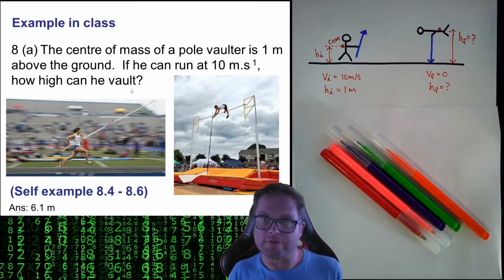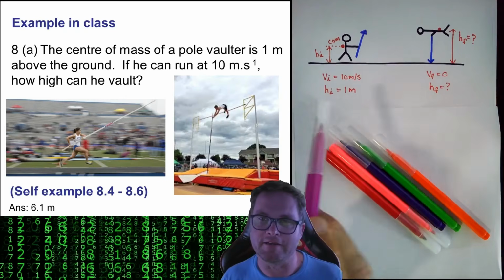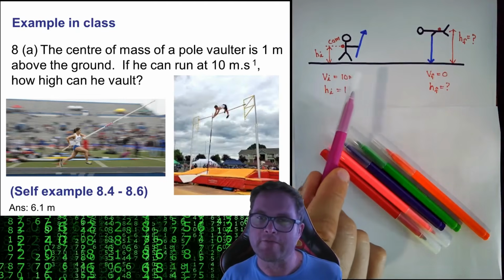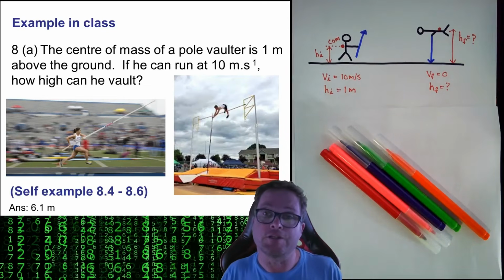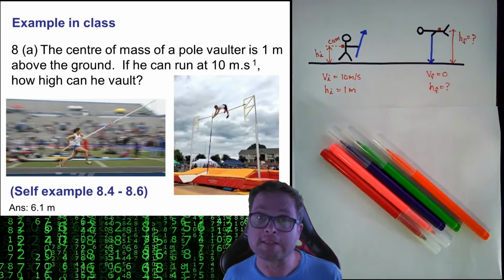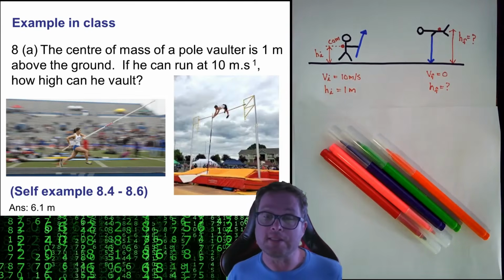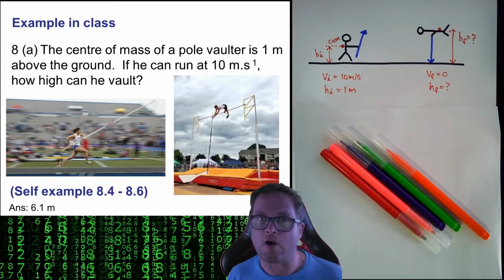So here I've summarized the information that we have in a little diagram. You can see we have the pole vaulter. They refer to center of mass as being 1 meter above the ground. Remember, we use the concept of center of mass when we have a complicated shaped object, such as a person with arms and legs and a pole. We're just saying that we're condensing this person down into a point mass and treating them as a point.